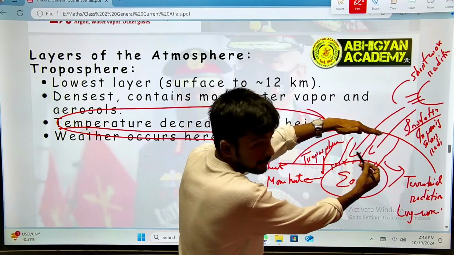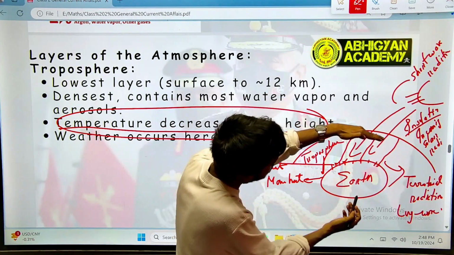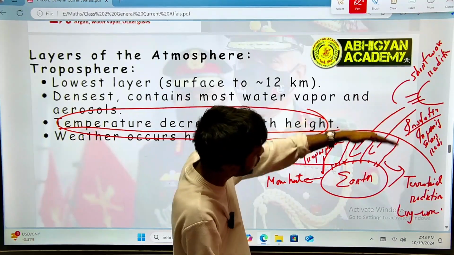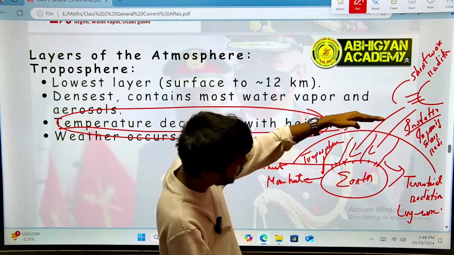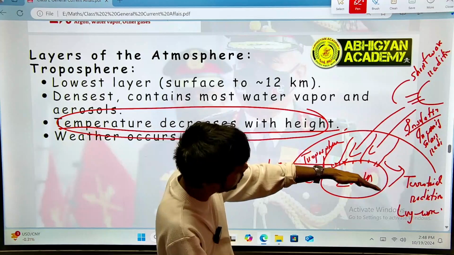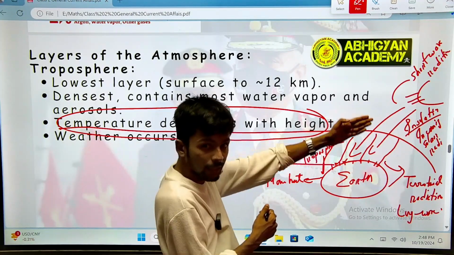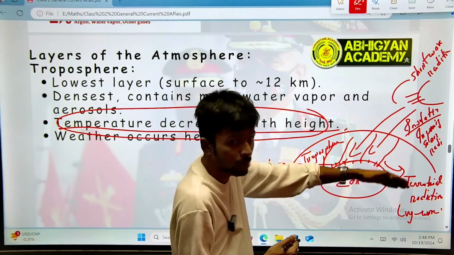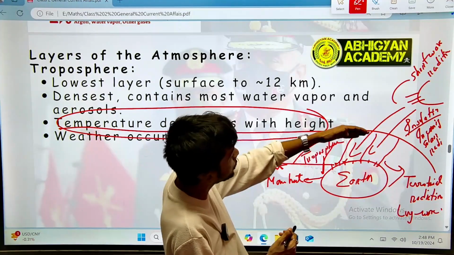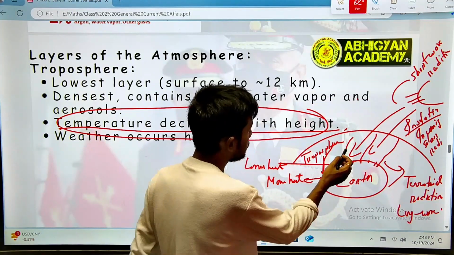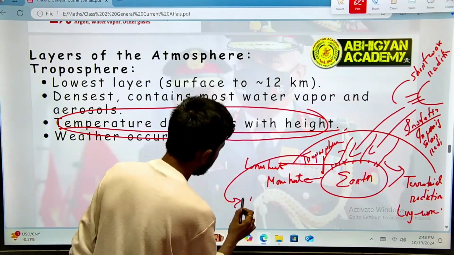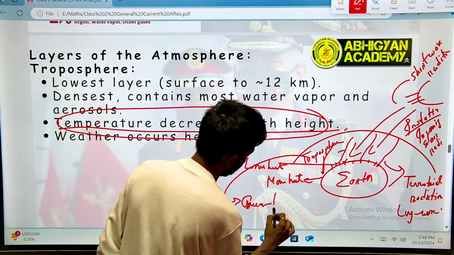It is covered in this portion. It cannot cross the troposphere again. If the short wave radiation came, it crossed the troposphere, entered the earth surface, and some of the radiation reflected back. That is the terrestrial radiation, the long wave radiation, but it cannot pass the troposphere again. So it is stuck here.